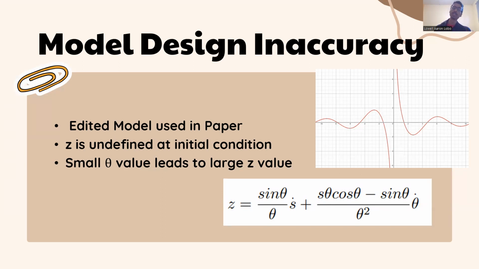Also important to note that every parameter in the Jacobian is actually divided by theta. So if all values are divided by theta, just look at sine theta by theta, for example. If theta is equal to 0, that's just undefined. In the same way, even for the second part, if theta is equal to 0, that's again just undefined. So over here, z is undefined at the initial condition, because the paper takes the initial condition as theta equals 0.